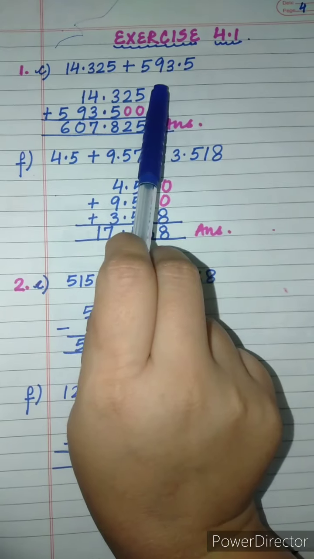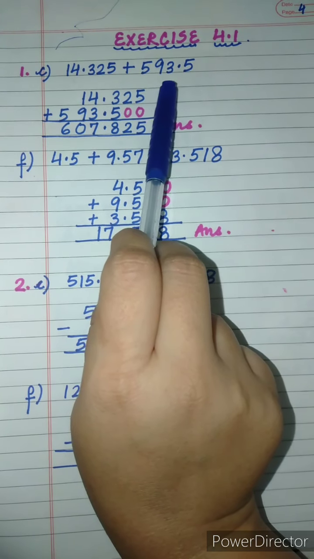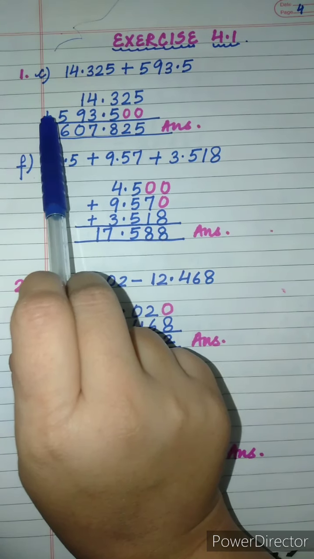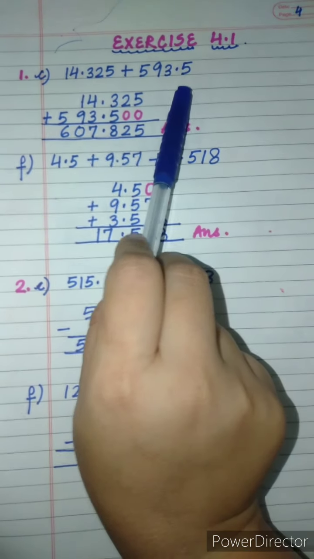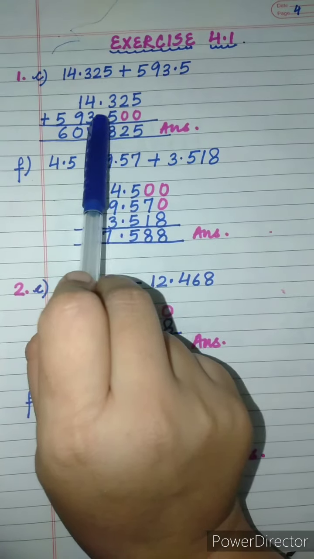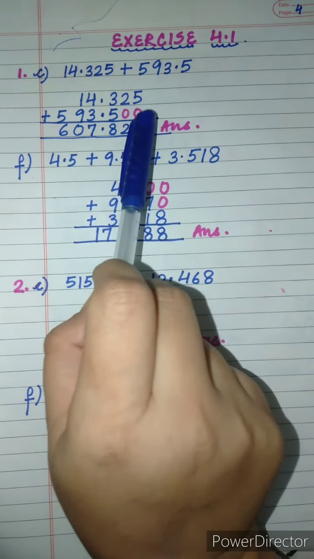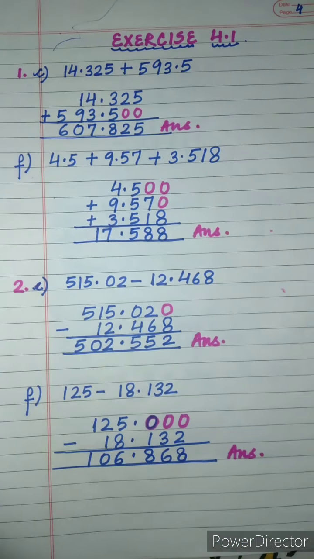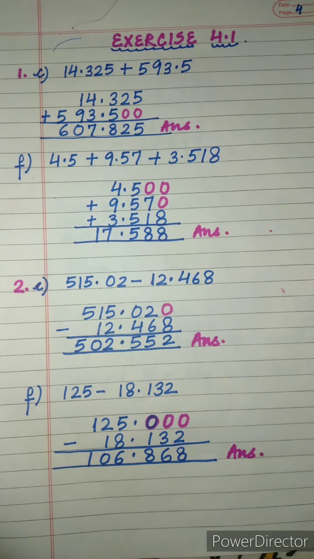Now see the numbers on the left side, we have 593. So we have written 593 and the number on the right is 5, so we have written 5 just after the decimal. And the places which are left empty, we have written 0 there. Now we are going to add them.